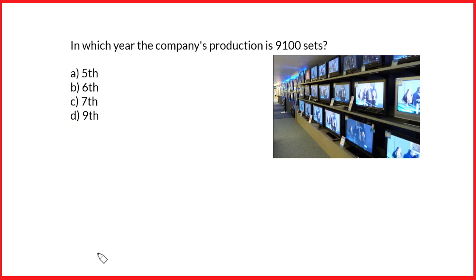Now move to the next question. The next question is: in which year is the company's production 9,100 sets? And now friends, this question is for you. Solve this question and write your answer in the comment box, in which year the company's production is 9,100 sets, whether it is the 5th year, 6th year, 7th year, or the 9th year.